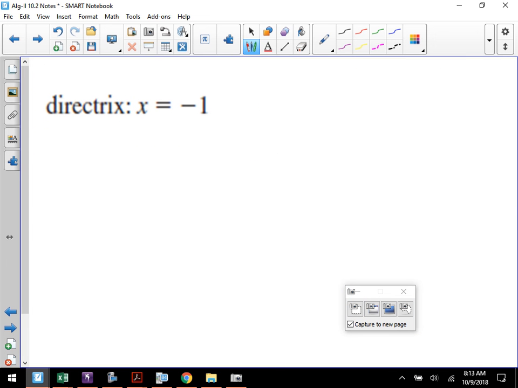All right. Our vertex is at 0, 0. Our directrix is at x equals negative 1. But we're going to write the equation again. So when you have a directrix of x equals negative 1, horizontal or vertical line? It's vertical through what number? Negative 1.